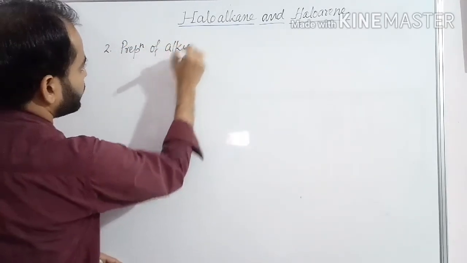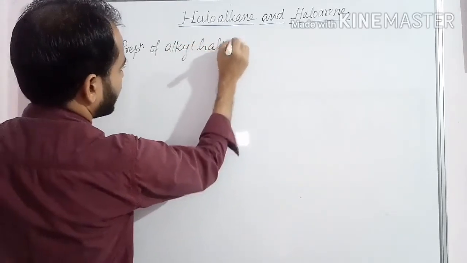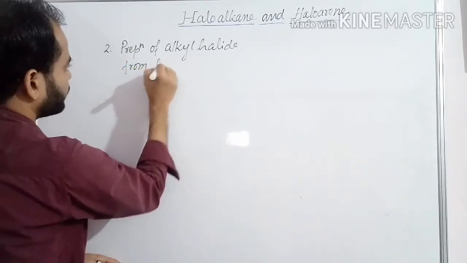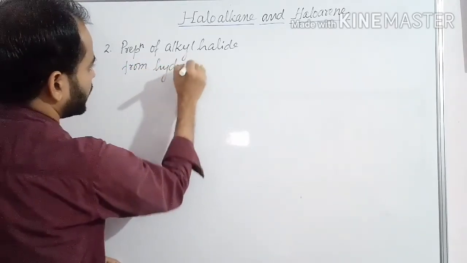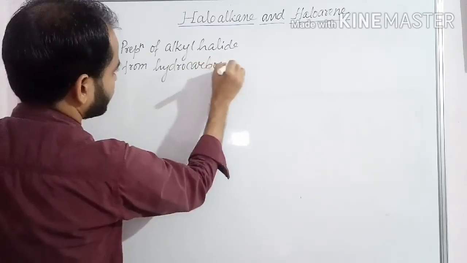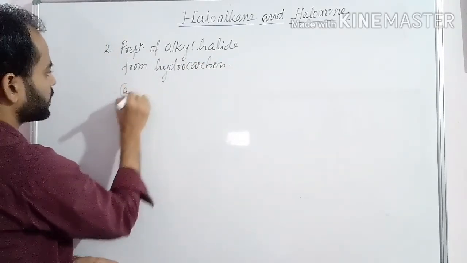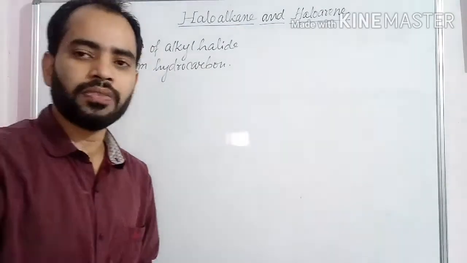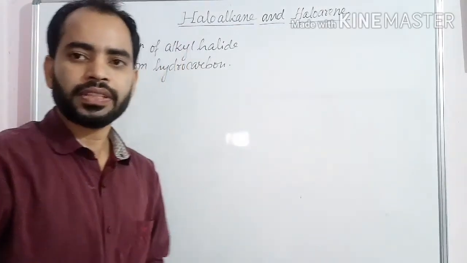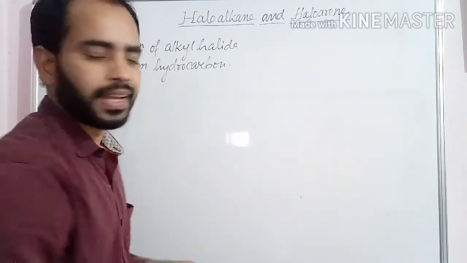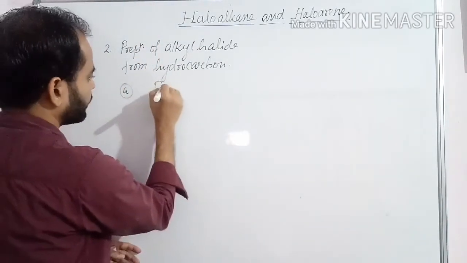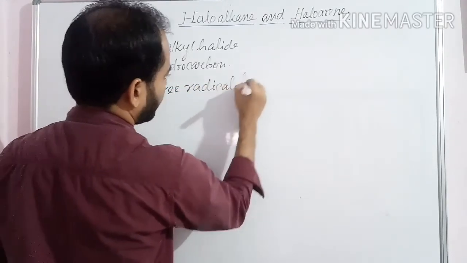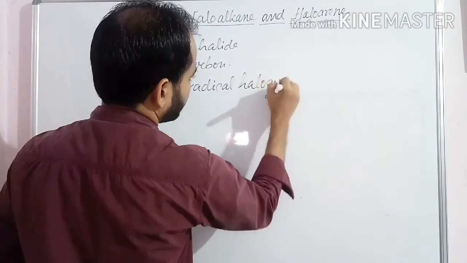Preparation of alkyl halide from hydrocarbon. Under this, your first method is halogenation of hydrocarbon, that is, free radical halogenation.